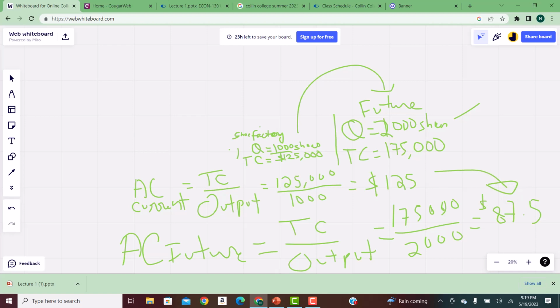Okay, so this is interesting. Why is the average cost going down as we are producing more shoes? The reason is marginal cost. So that's what we are going to look into right now. After we look into the average cost currently and the average cost in the future, we are going to see, based on this information, how we are going to calculate the marginal cost. Okay, so let's do that now.